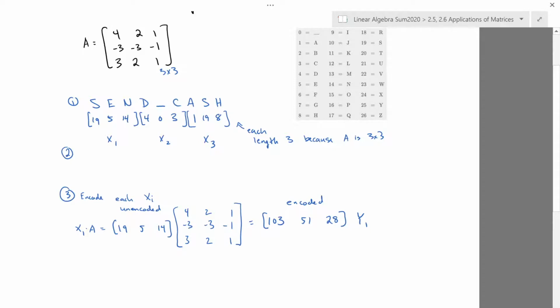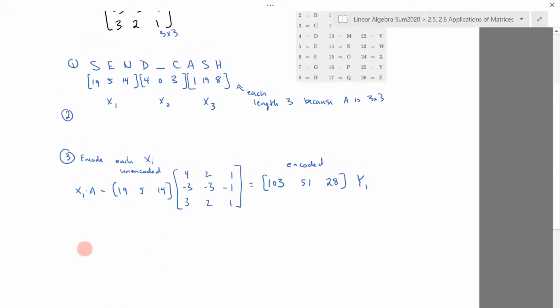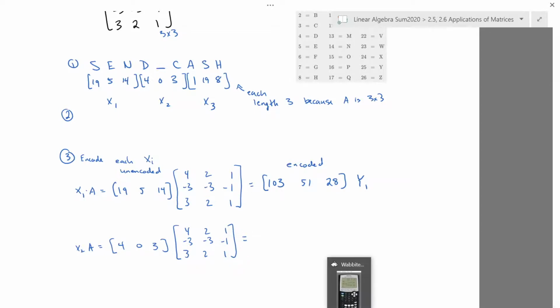Okay, so that's the first vector x1. So we just repeat the procedure for the other 2 vectors, right? So x2 times A. So what was x2? 4, 0, 3 times A. 4, 2, 1, 0, 3, 3, negative 1, 3, 2, 1. So what do I get?